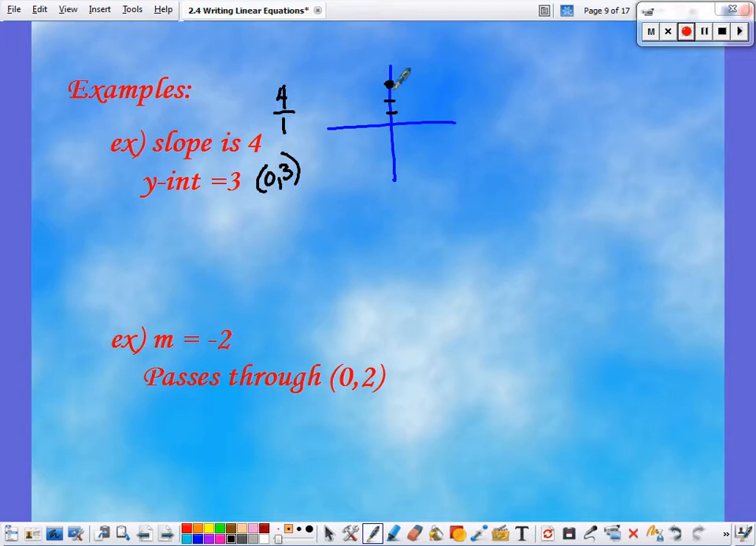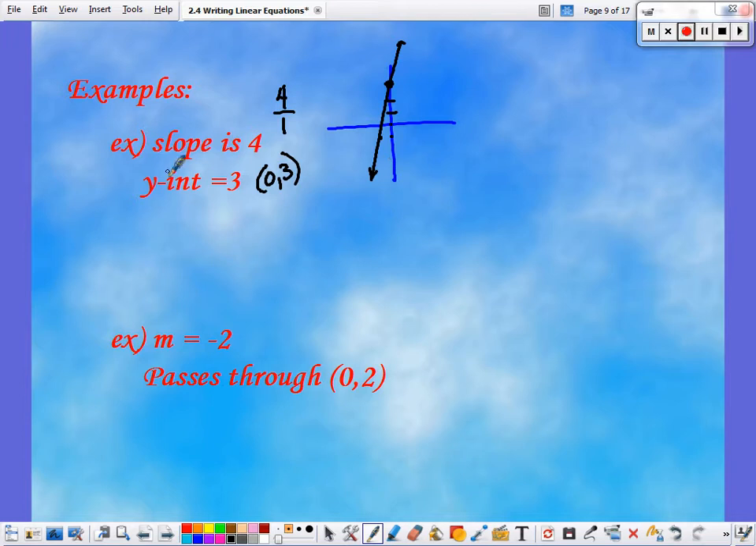So 4 over 1, you can either go up 4 and over 1 this way, or 1, 2, 3, 4, and come down this way, and then over 1. And so either way, what you're going to get is there's your line. So that helps us to graph very easily. So slope-intercept form, the 2 things that we need to know can help us graph.